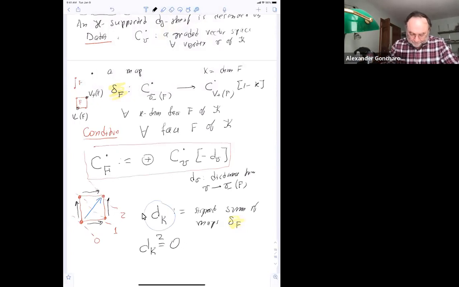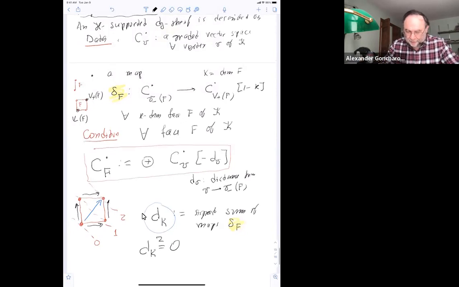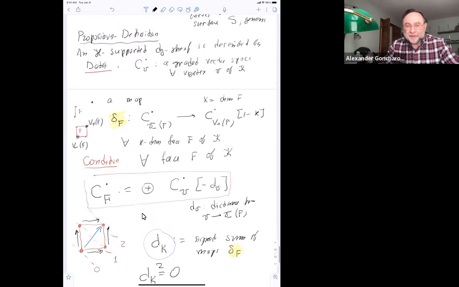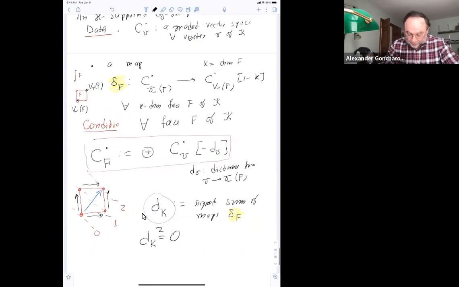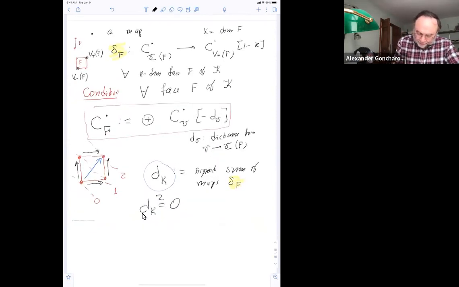I don't know, are there any questions? Should I explain more on what's going on, or can I just leave it as a formal definition? Maybe I can explain the idea behind this.